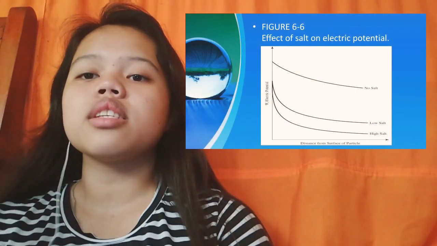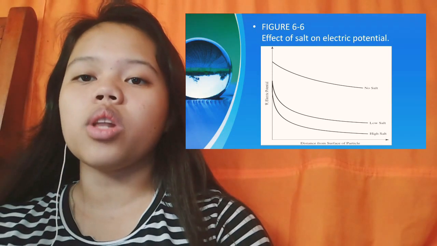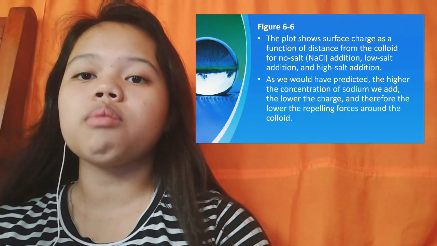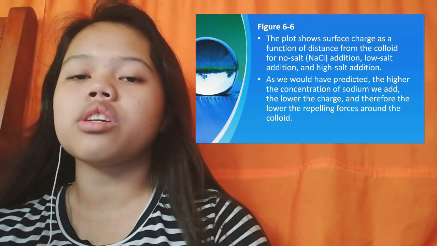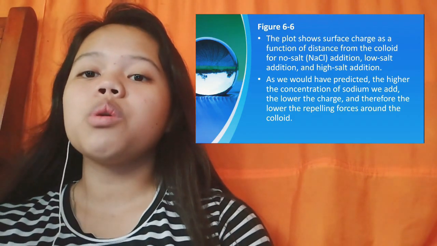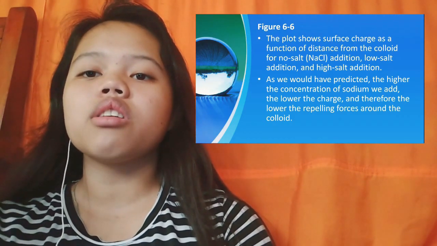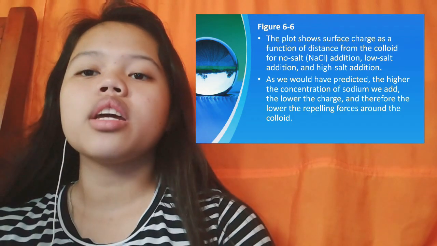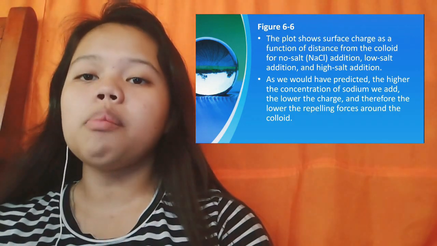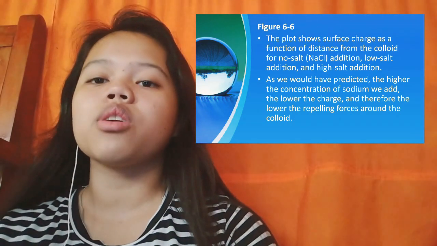Figure 6.6 shows the effect of salt on electric potential. The plot shows surface charge as a function of distance from the colloid for no salt addition, low salt addition, and high salt addition. As we would have predicted, the higher the concentration of sodium we add, the lower the charge, and therefore the lower the repelling forces around the colloid.